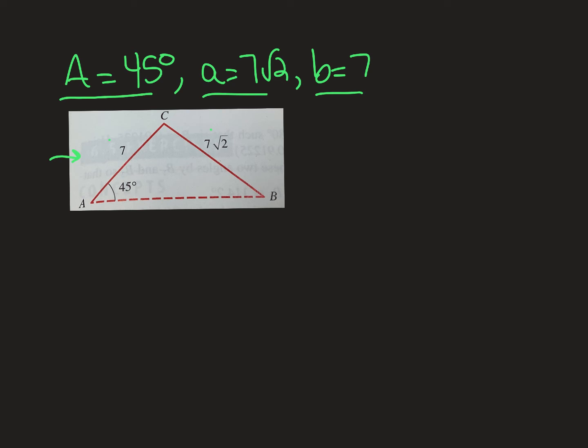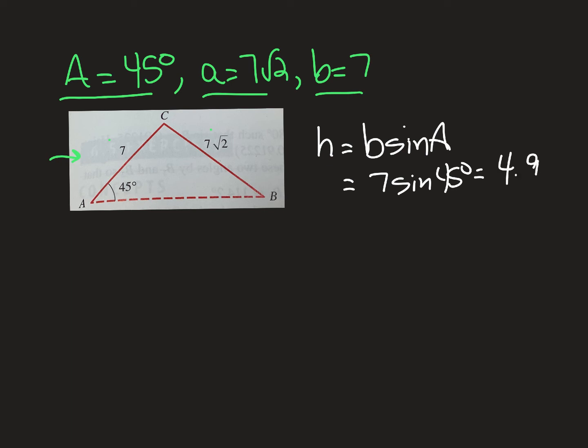Anytime they give you one of these, you need to find the height first. Write this down, please. The way you find the height is you always do B sine A. That will always tell you what the height of the triangle is. So B is 7, angle A is 45 degrees. If you punch that in your calculator, 7 times sine 45, you're going to get like 4.9, almost 5. So the height, if I do the height straight down here, that's 4.9. Here's what I know.